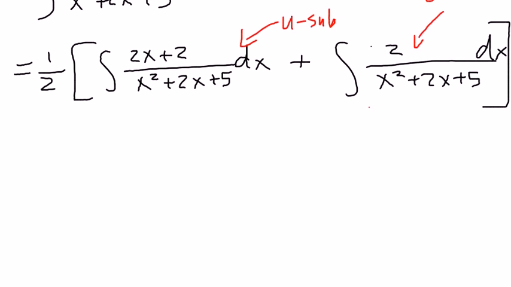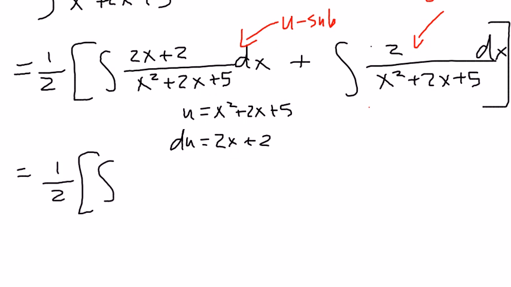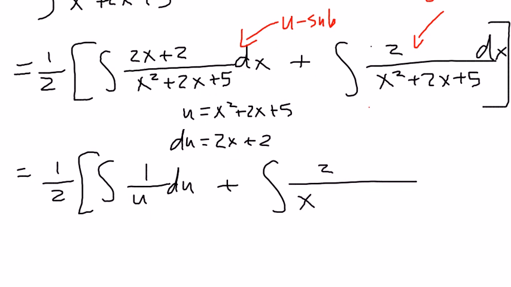So the first one, u is x squared plus 2x plus 5. So du is 2x plus 2. Perfect. So this is 1/2 integral 1 over u du, plus your integral that's left over. So that's the natural log of the absolute value of whatever u is there. So that's good.